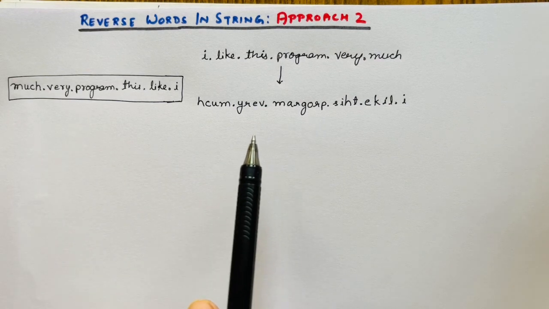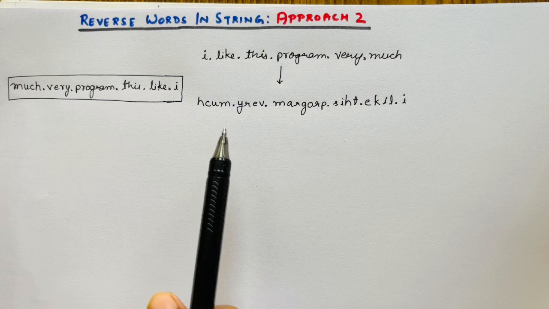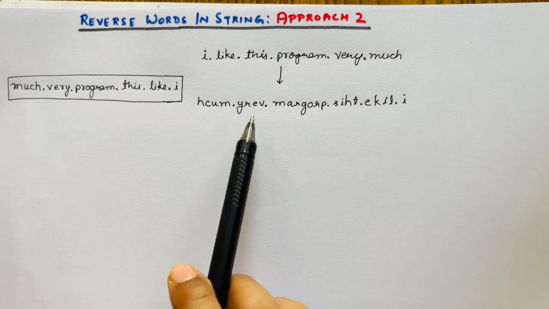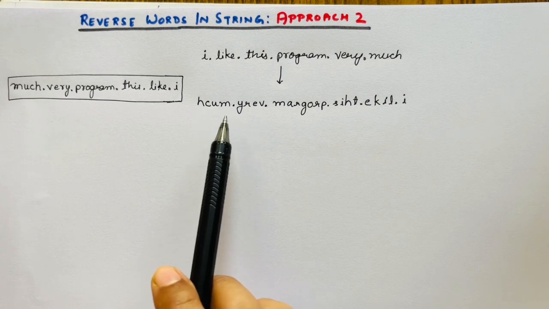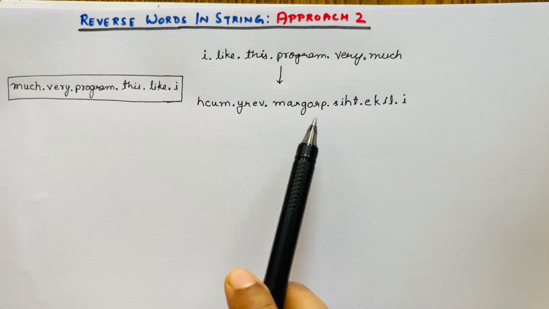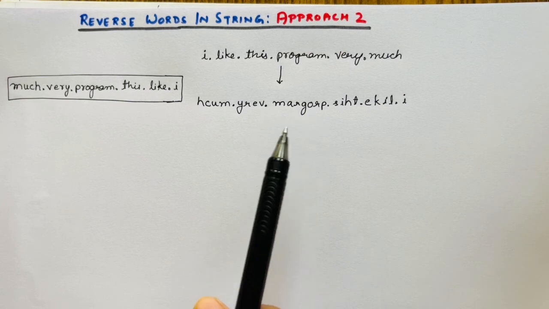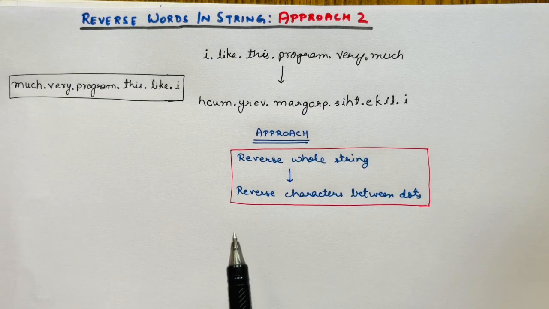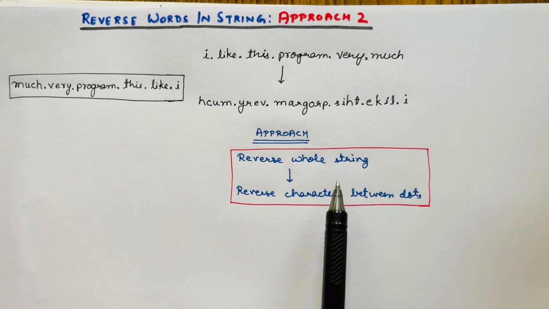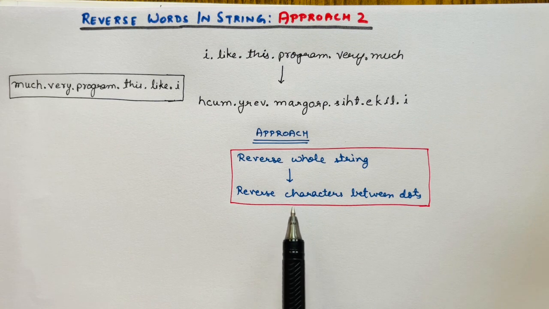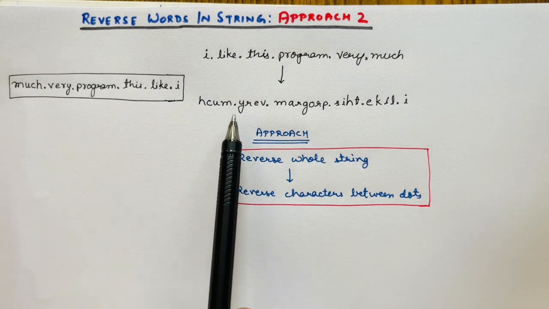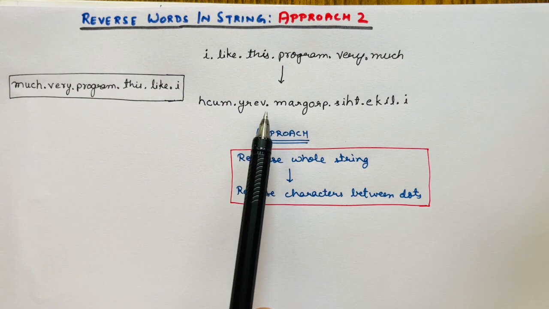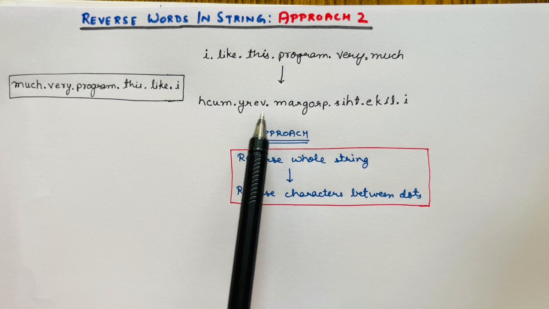So here we can make an observation that if we have to translate this string to our desired output string, we only need to reverse the characters between the dots. For example, this will become very, this will become much, this will become program if we reverse the characters between the dots. So this is what our approach looks like. We first reverse the whole string and then we reverse the characters between dots. How do we reverse the characters between dots? We first mark the starting dot, we then mark the end dot, and then we reverse the characters here.